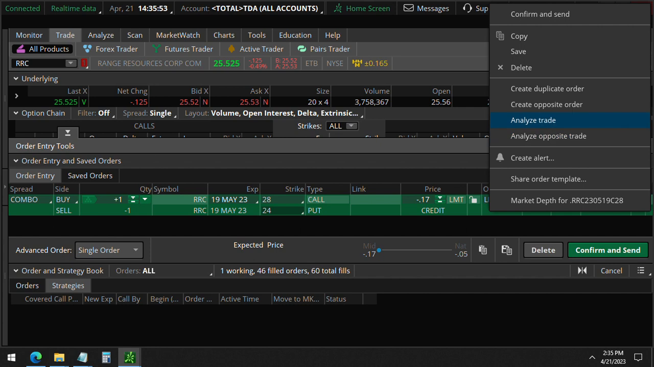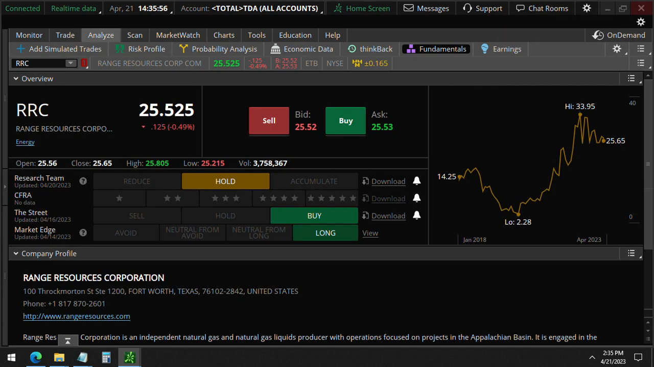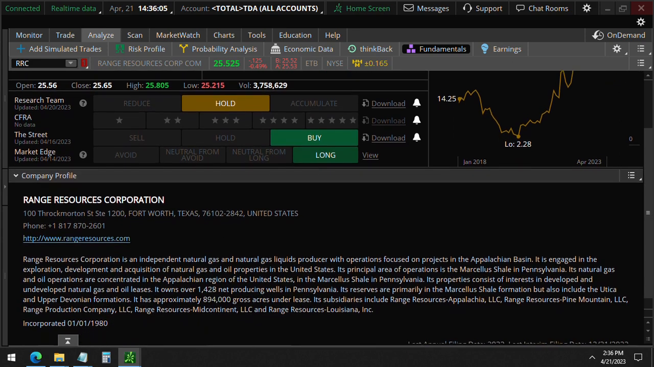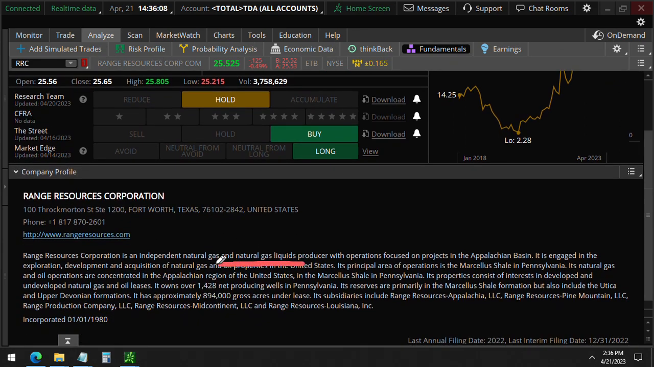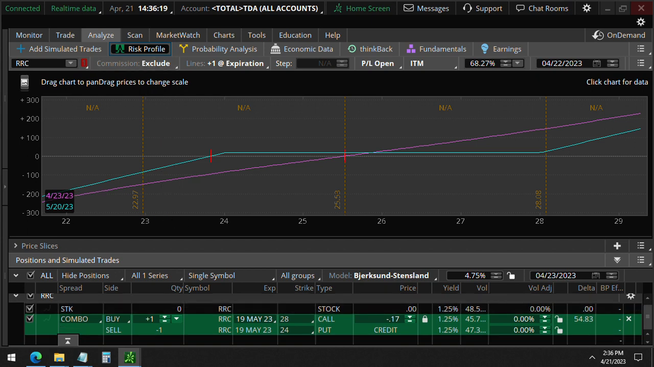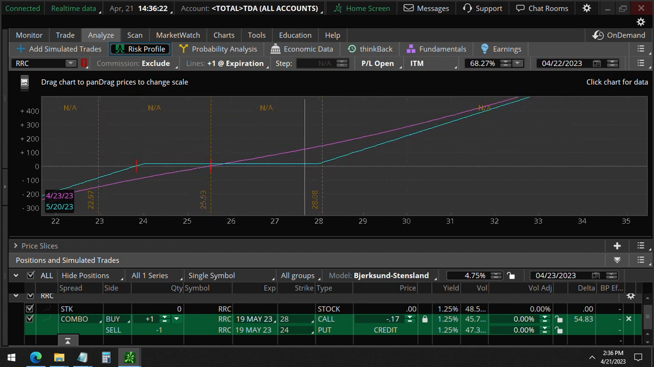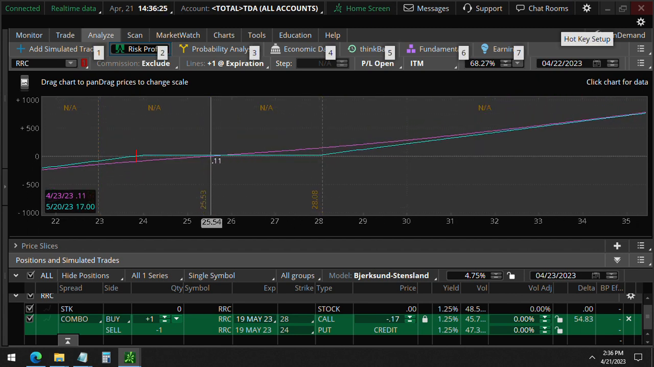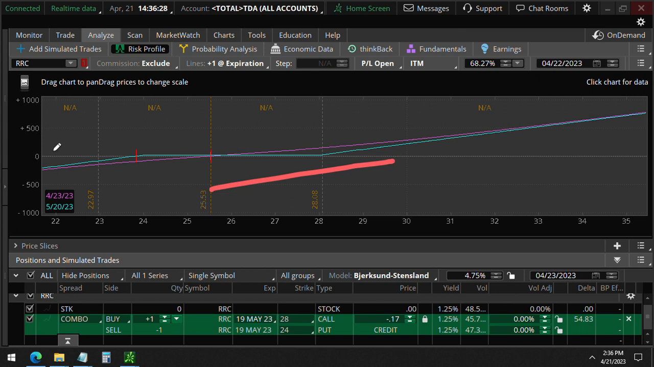When you analyze this, Range Resources, if you don't know, is a natural resource company. You'll see here, natural gas, okay? And when we look at the risk profile of the profit and loss, you'll see that it's a bullish bet that will profit. It's above the zero line when the price goes up. It's just on the x-axis.